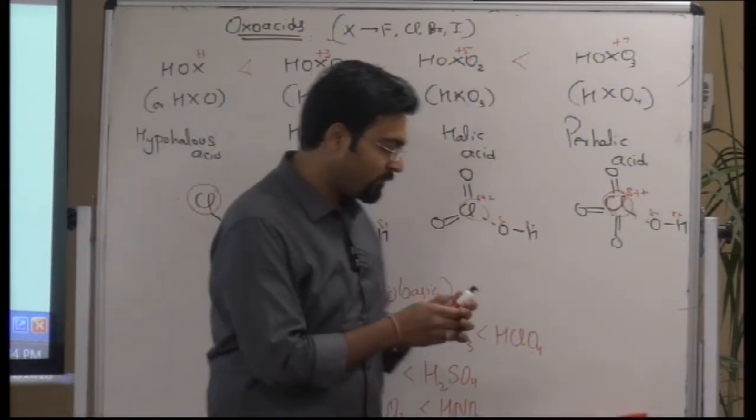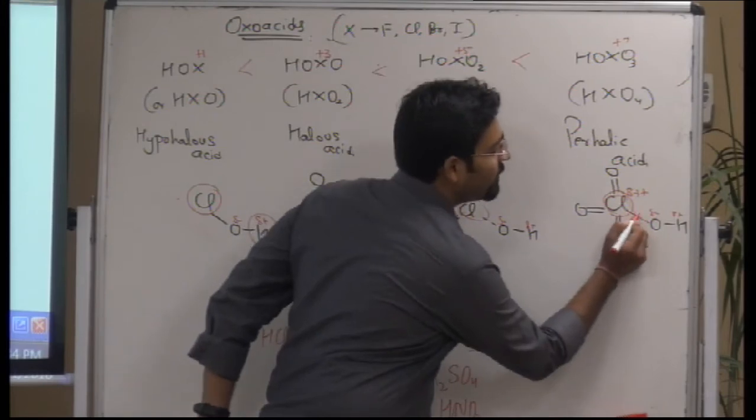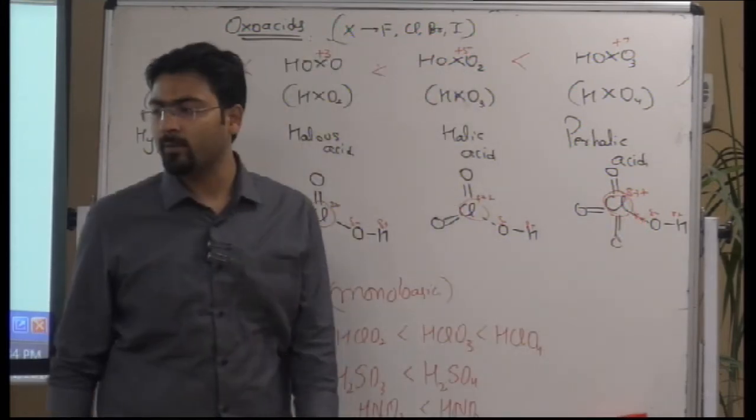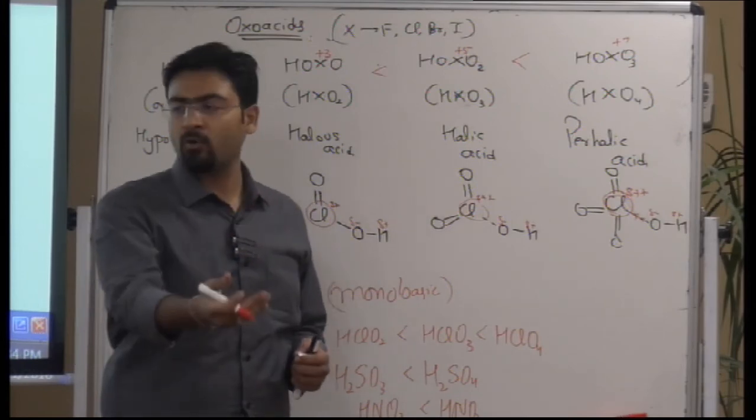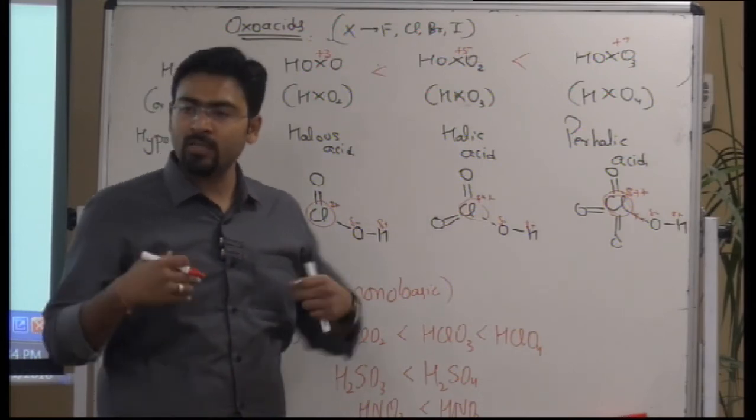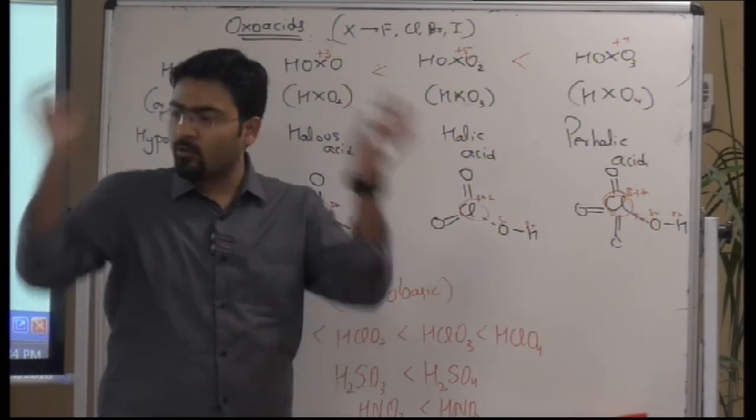Because of this state, this chlorine will start pulling electrons from this bond, or I can say that this will resist giving its electron to oxygen. Now oxygen wants to manage its electron density around it.